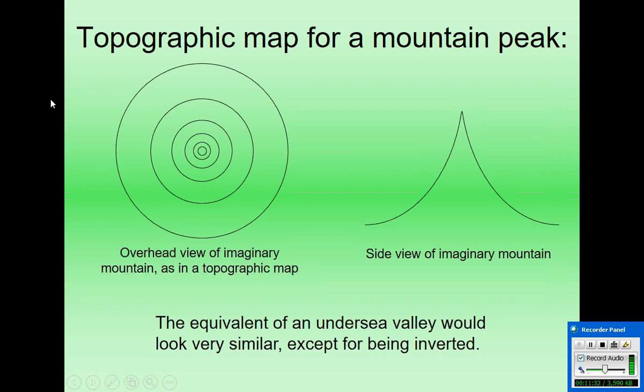But if you could fly overhead in your helicopter, or if you had a topographic map, what you would see are closed loops like on the left. And the smaller the circle is, the higher above sea level you get. We would actually see a very similar thing with an undersea valley, but in the case of the undersea valley, the smaller the circle is, the deeper below water you are. And of course, the undersea valley, instead of an upwards pointing imaginary mountain, we'd have an inverted image, a downward pointing undersea valley.